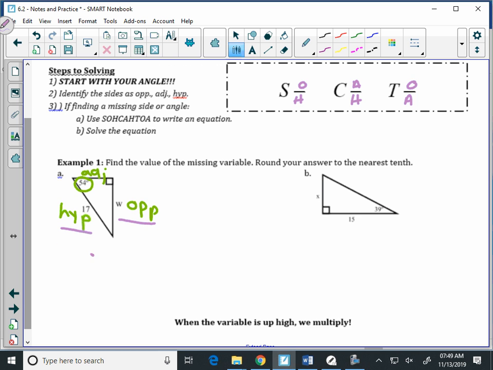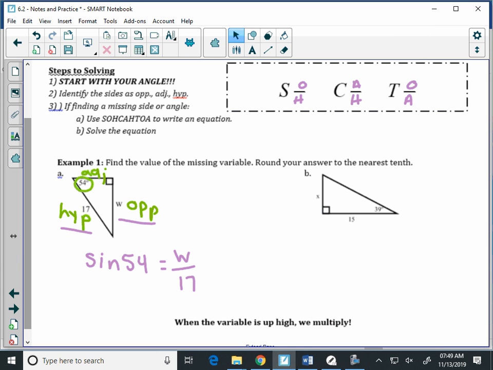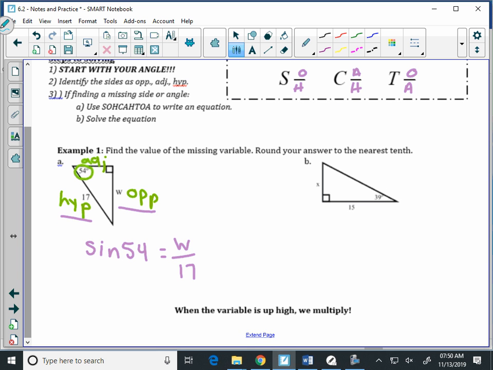So we're going to use the sine ratio. We're going to say sine of our angle 54 is equal to opposite over hypotenuse, W over 17. So we set up an equation. So we need to solve this equation. We need to solve for W.